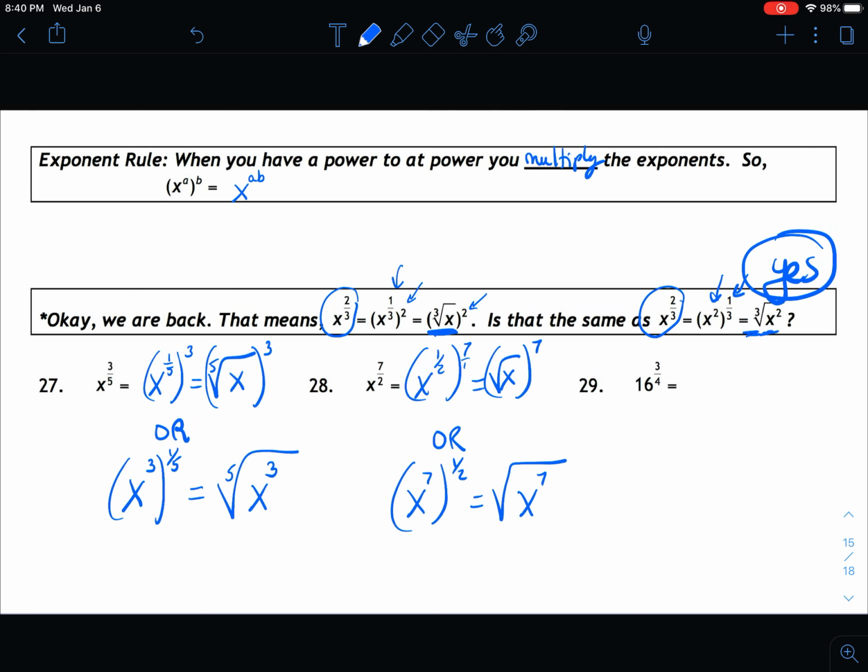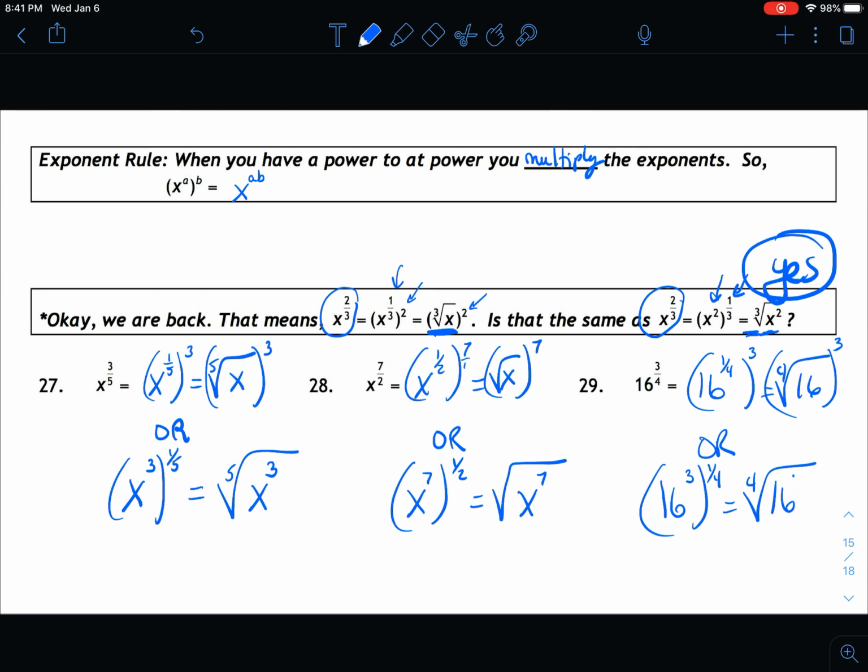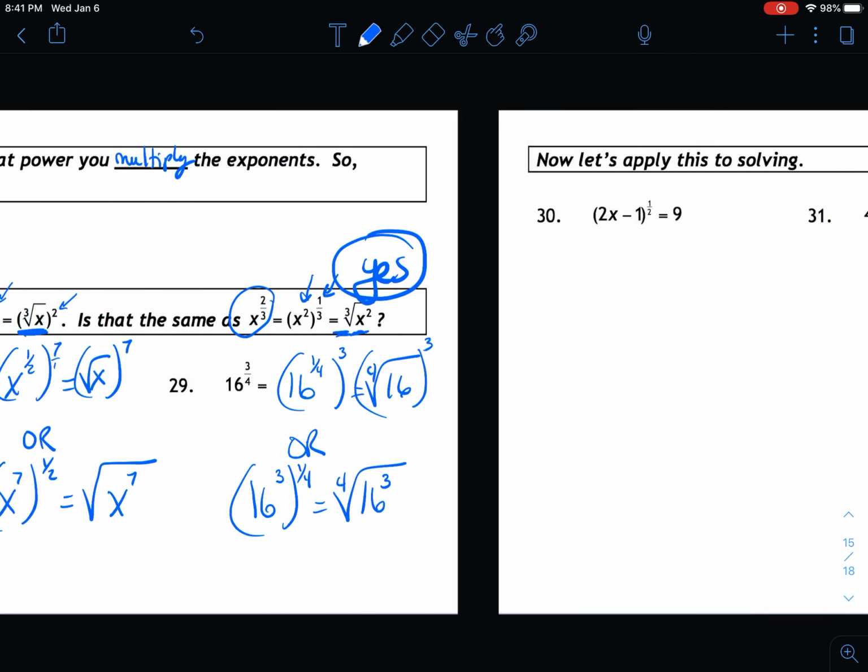And then the last one here, and then we're going to get to our actual solving. This is 16 to the 1/4 raised to the 3rd, which is the 4th root of 16 cubed. I didn't mean to put that little equal sign in there. And then the other way we could also write this is 16 cubed raised to the 1/4. That's the 4th root of 16 cubed. So you want to make sure that you can practice this and you're able to smoothly go from exponential to the radical form. And now we're going to go ahead and break out some of the solving.